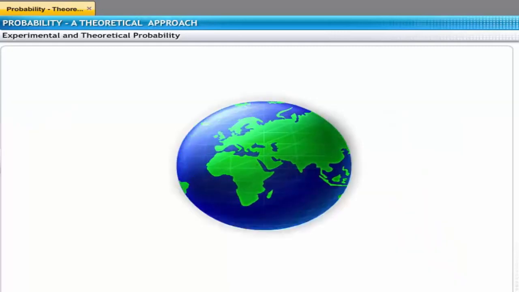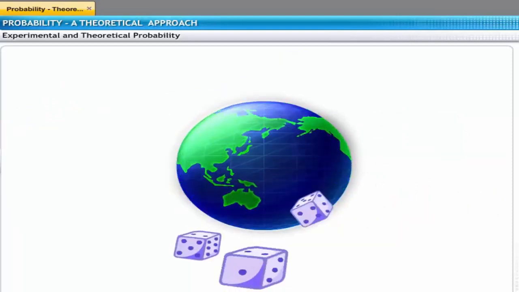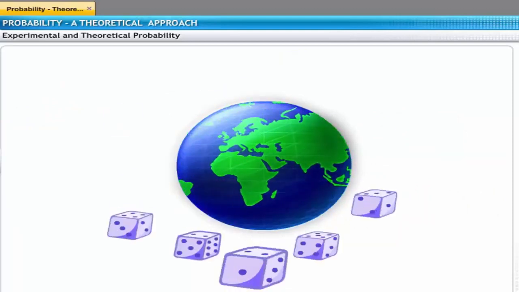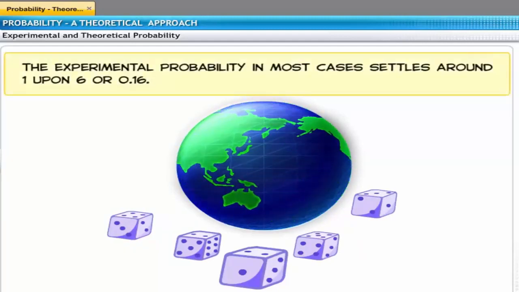Like Mr. Gamerman, many people across the globe have performed such experiments in the past. The experimental probability in most cases settles around 1 upon 6 or 0.16.